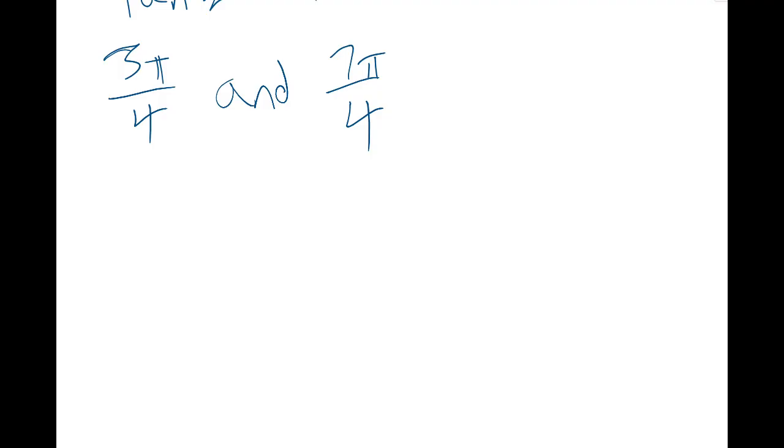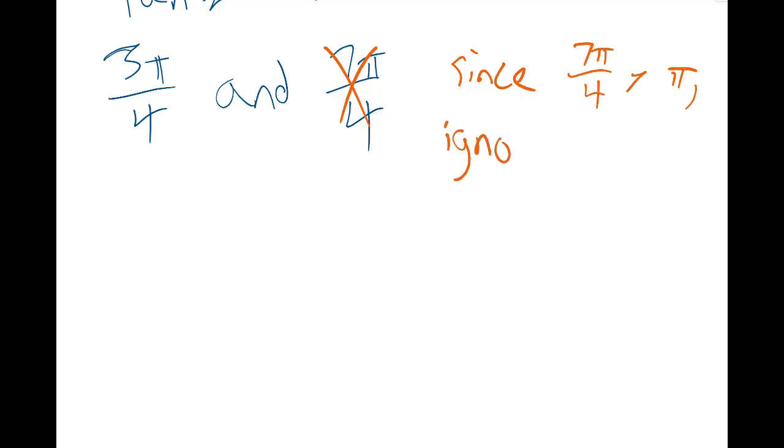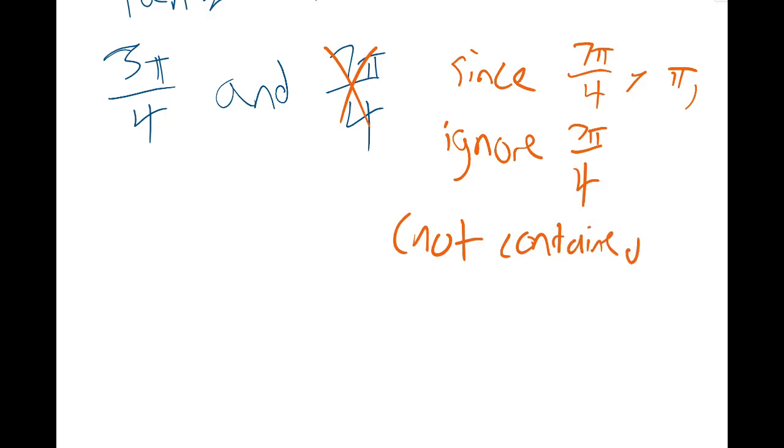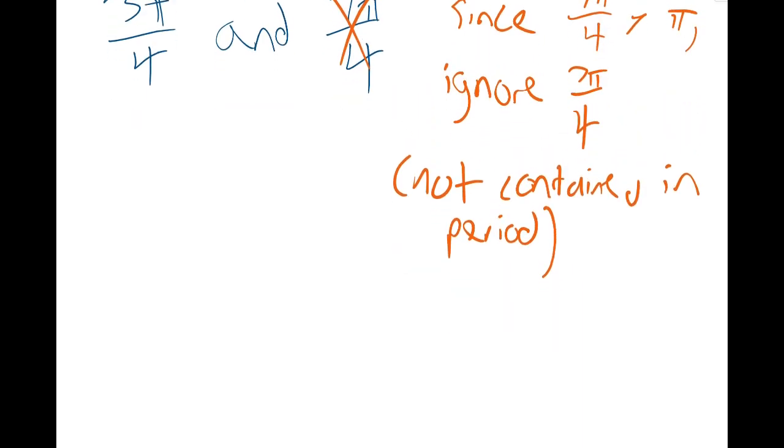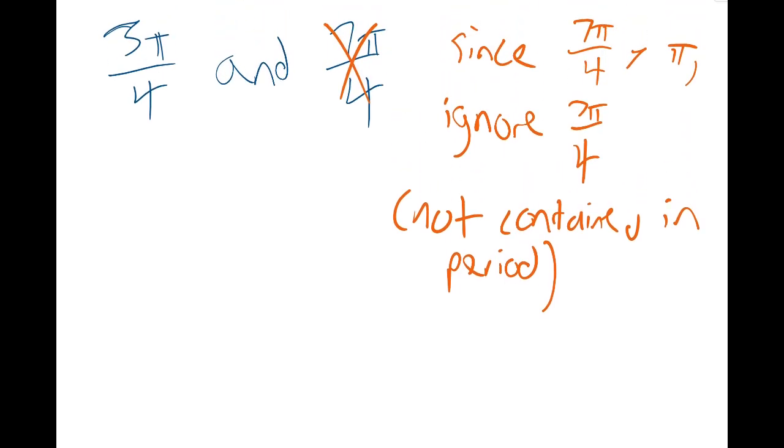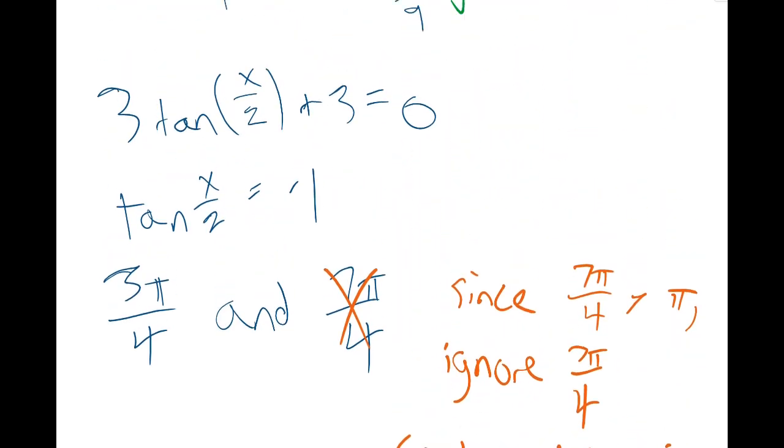So since 7 pi over 4 is greater than the period, we're just going to cross out that solution because it's greater than the period, so it doesn't work. So I'll just put ignore 7 pi over 4, parentheses, not contained in period. Okay. So we're just saying that. All right, and it's tan x over 2, yeah, as well.